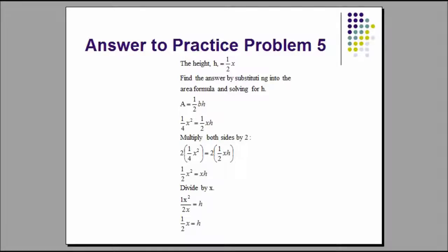The easiest way to solve this problem is to multiply both sides by 2. When we do that, we obtain 1/2 x squared equals xh, and we divide by x, and that gives us x squared over 2x, which is 1/2 x equals h.